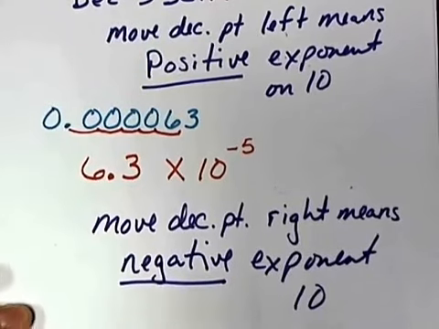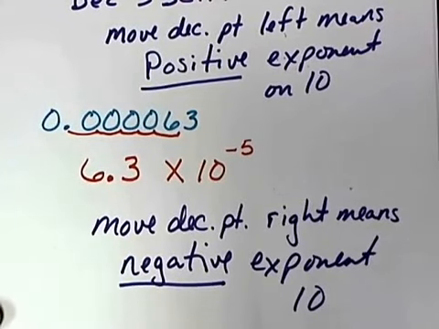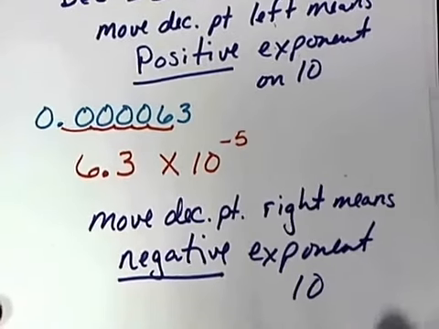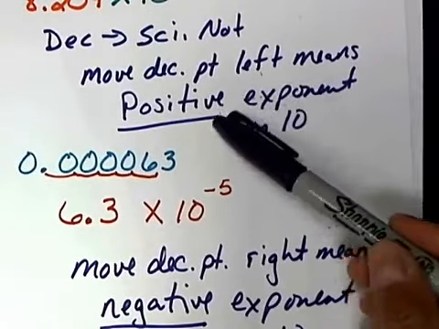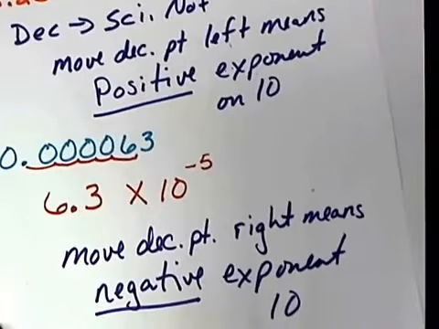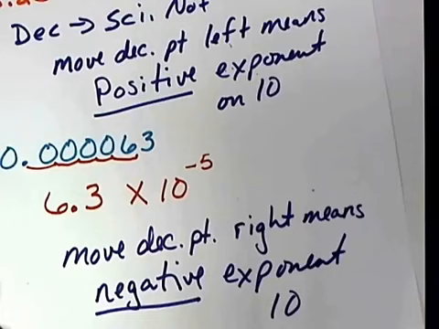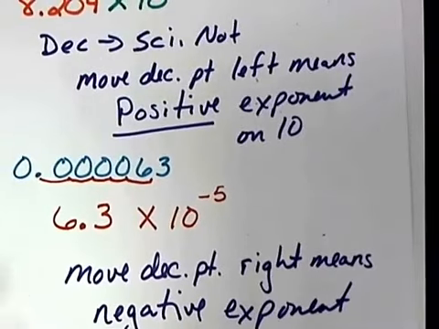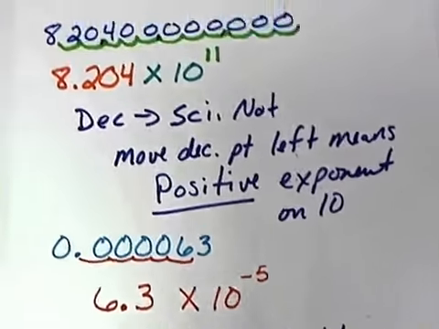All right. So to convert from decimal to scientific notation, if you move your decimal point to the left, you have a positive exponent. If you move your decimal point to the right, it means you have a negative exponent. And once again, it's reverse if you're going in reverse. And that's what I have to say about scientific notation.